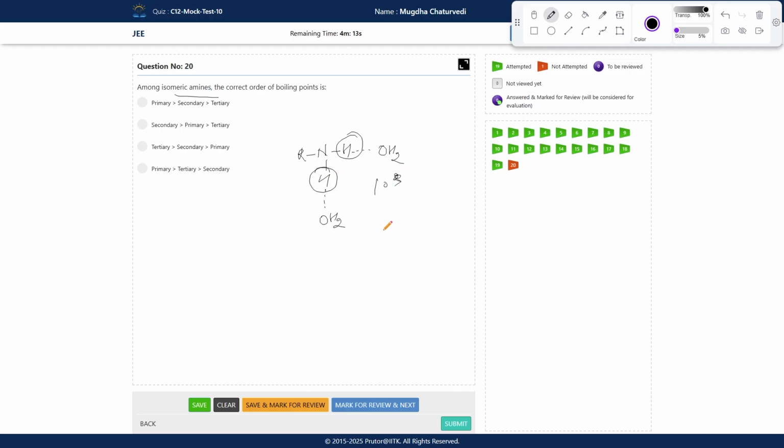Now in the case of a secondary amine, this nitrogen only has one hydrogen available for hydrogen bonding. This dotted line represents hydrogen bonding. So there is only one hydrogen. In tertiary amines there is no hydrogen available for the nitrogen to do hydrogen bonding. So the correct order for the boiling point is primary, secondary, and then tertiary. The right answer for this question is A, primary, secondary, and tertiary.